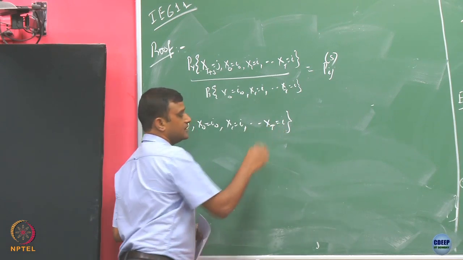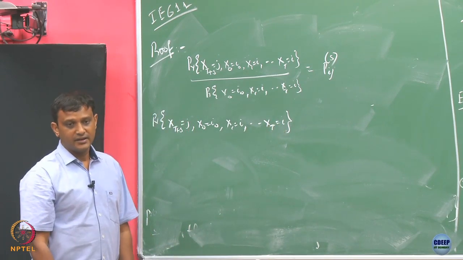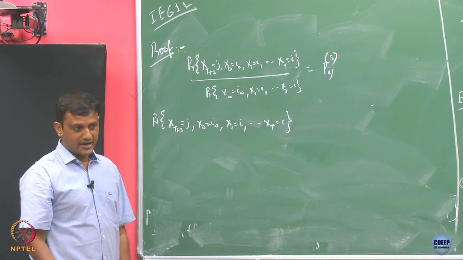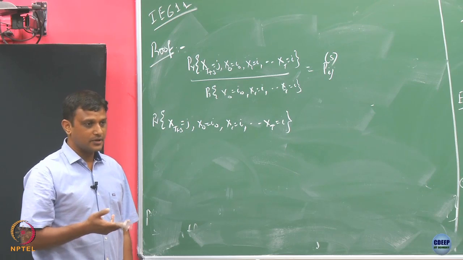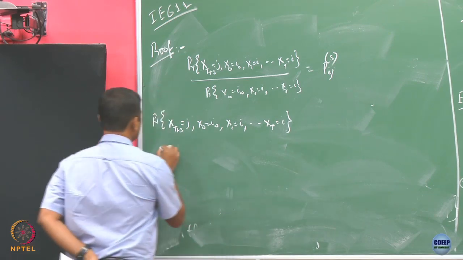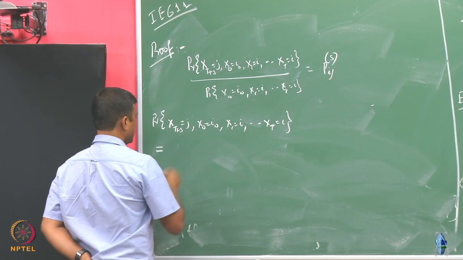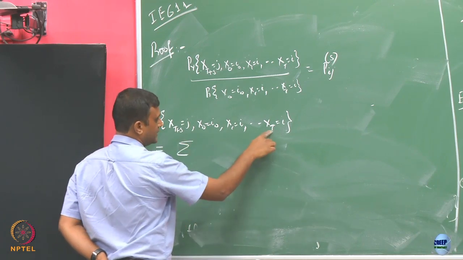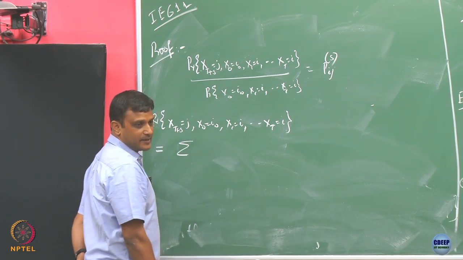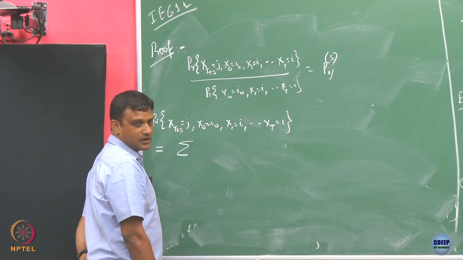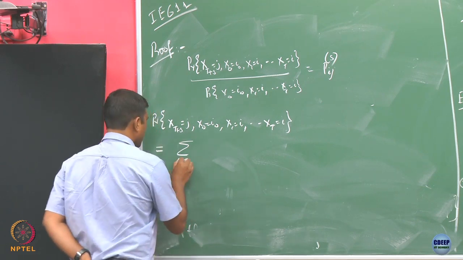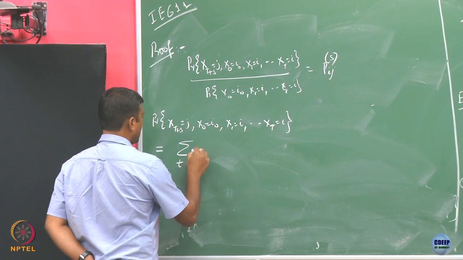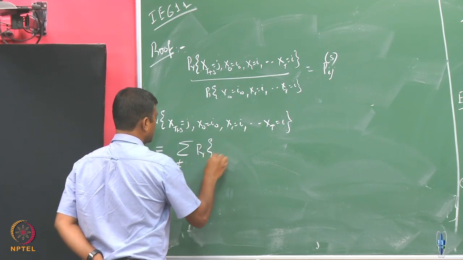And T here is a random quantity, a random time, and we have specifically further assumed that this is a stopping time. So now let us try to exploit that property. T is a random quantity, but it takes integer values. It can take 1, 2, 3 like that. So what I will do is I will just try to add it for all possibilities.